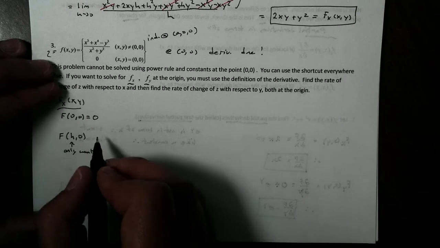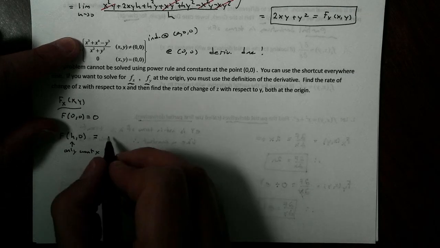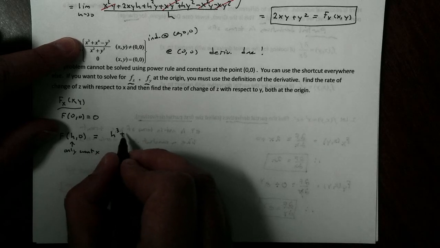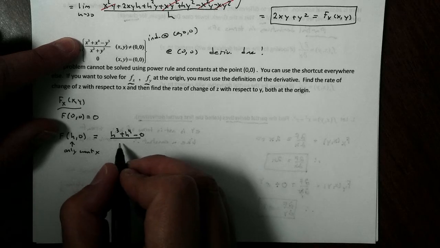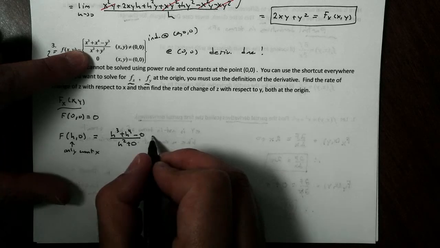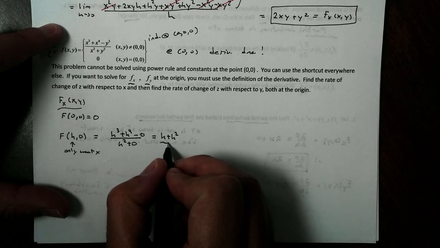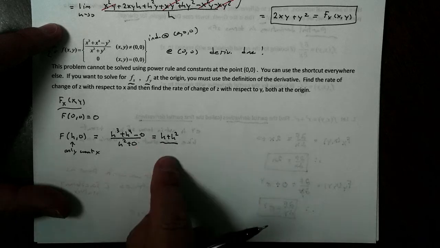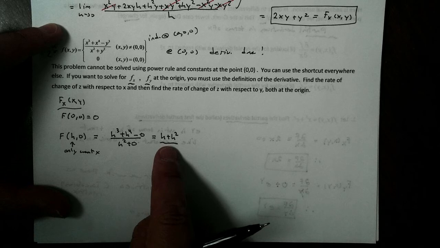That's our point anyways. And if I rewrite my function, this is going to become h cubed plus h to the fourth minus 0 over h squared plus 0. And that's going to leave me with the function h plus h squared. So this is our function as only x is changing at 0.